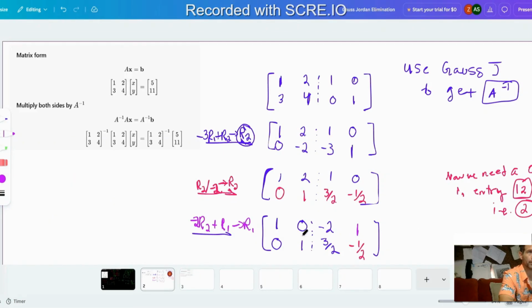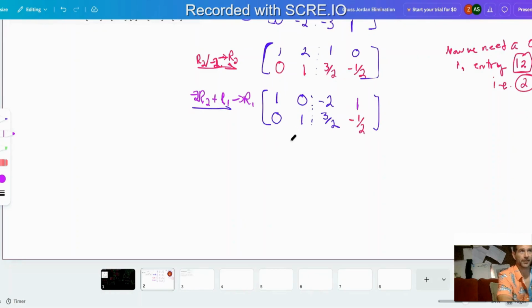And so that should be the inverse matrix. Well, let's take a look. Yeah, that is correct. We did it. We did it. We found the inverse matrix.